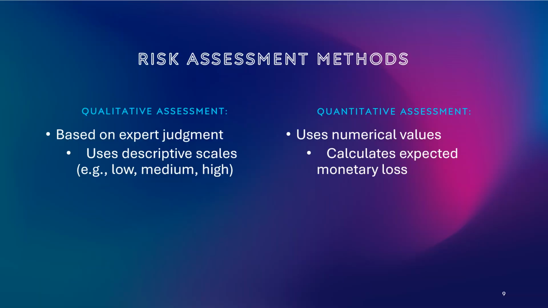Now, let's talk about how we assess these risks. There are two main approaches: the qualitative and the quantitative. Qualitative assessment is more about expert judgment. We might rate risks as low, medium, or high based on our experience and knowledge. The quantitative assessment, on the other hand, uses numbers. We might calculate how much money we could lose if a particular risk becomes a reality.